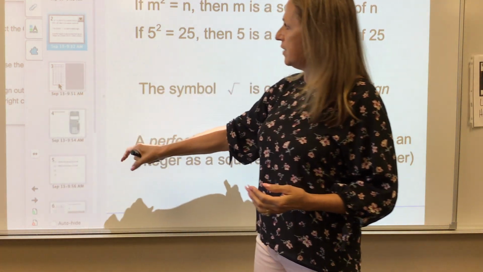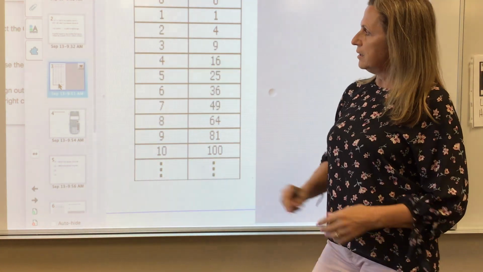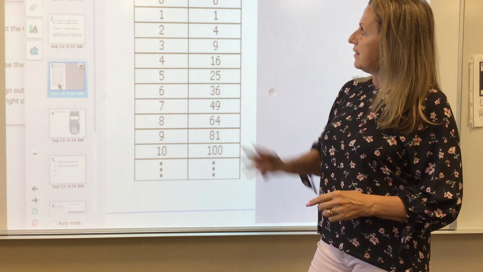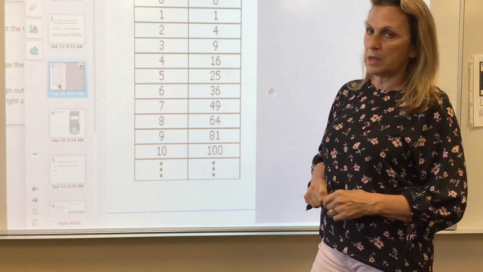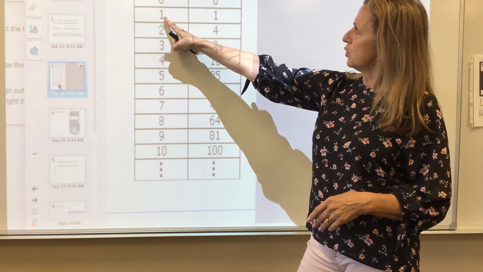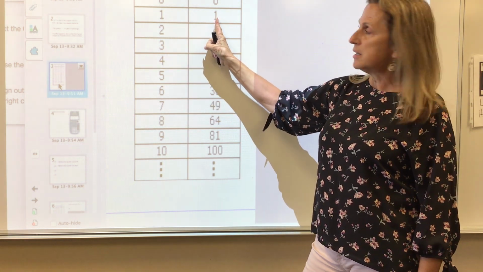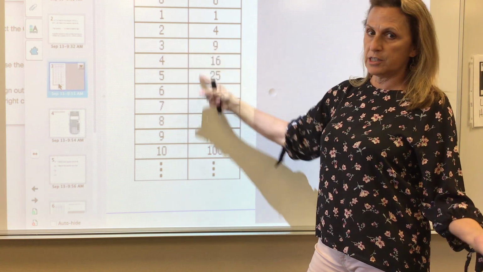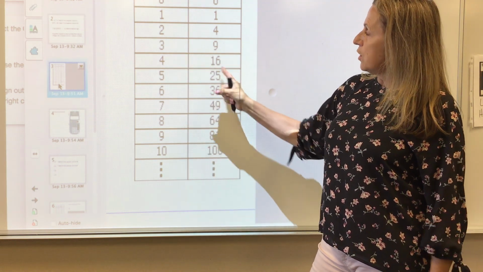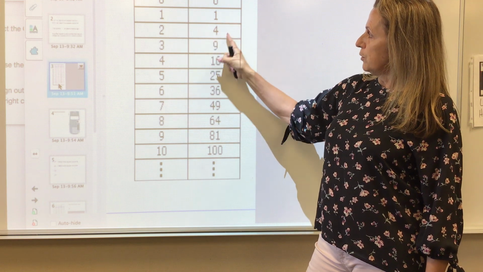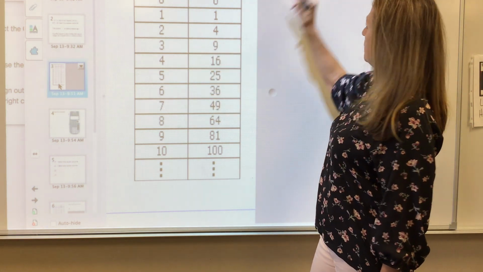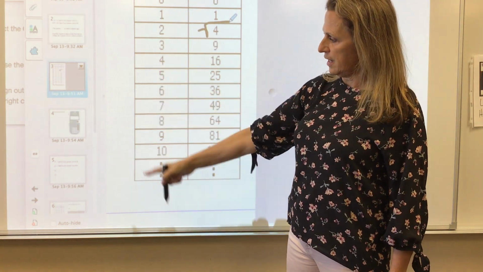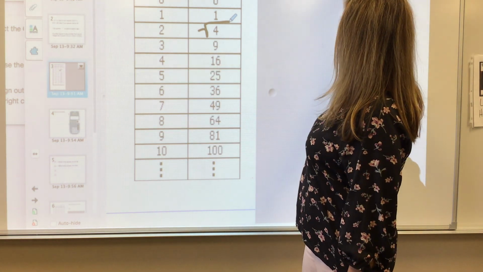So I did share this with you on your Schoology page in this folder. And these are the perfect squares from 1 to 100. So if I took 1 and squared it, I would get 1. If I took 2 and squared it, I'd get 4. 3, I would get 9, and so forth. What this also means is that if I took this number and took the square root of it, which is this symbol, I would get the other side of it. And I think I have that chart farther down in this presentation.